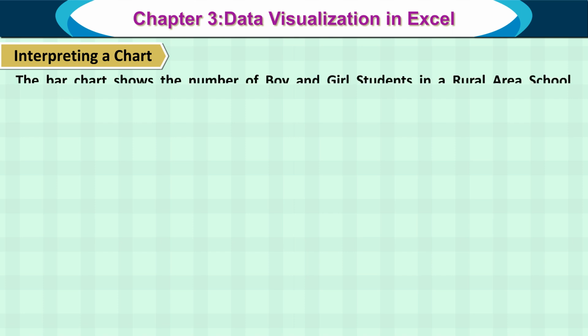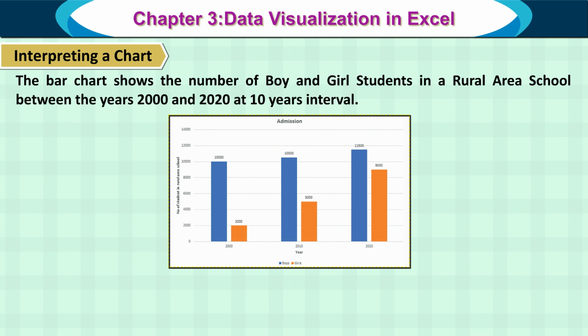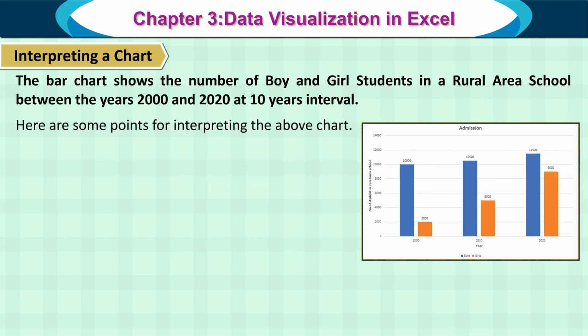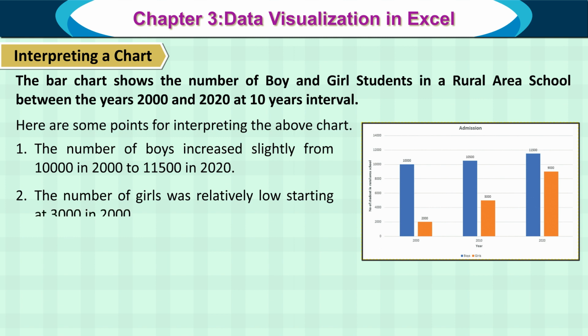Interpreting a chart. The bar chart shows the number of boy and girl students in a rural area school between the years 2000 and 2020 at 10 years interval. Here are some points for interpreting the above chart. 1. The number of boys increased slightly from 10,000 in 2000 to 11,500 in 2020. 2. The number of girls was relatively low, starting at 3,000 in 2000.